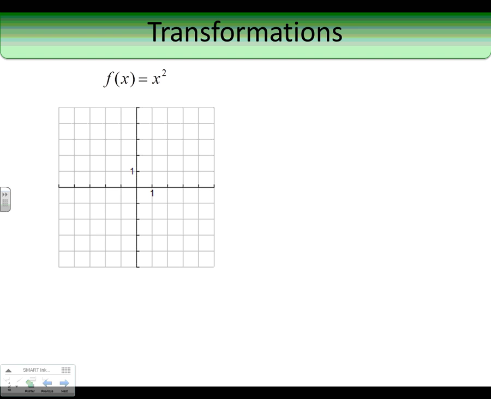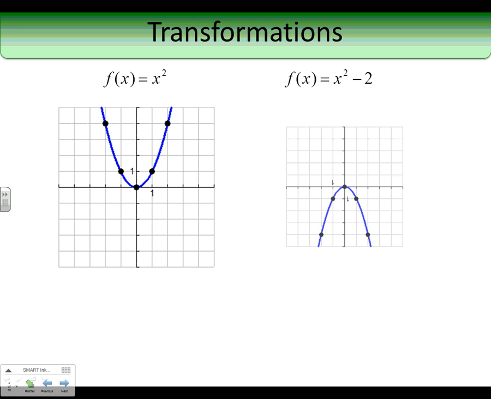So here we have the parent function of f of x equals x squared. So just as a refresher, this is what that parent function looks like. So it has the points 0, 0, 1, 1, 2, 4, and negative 1, 1, and negative 2, 4.